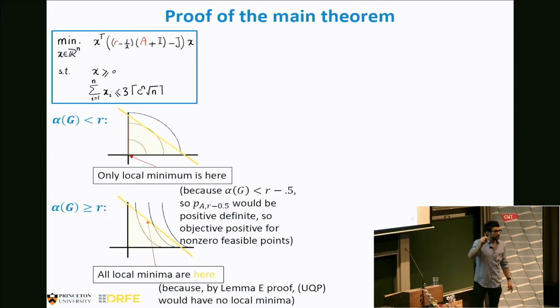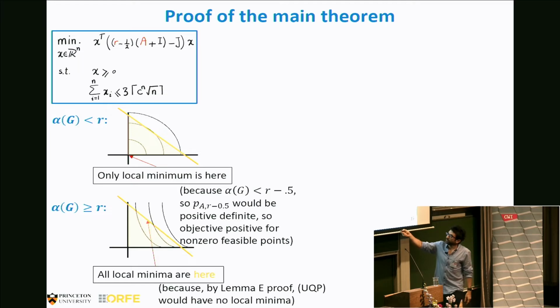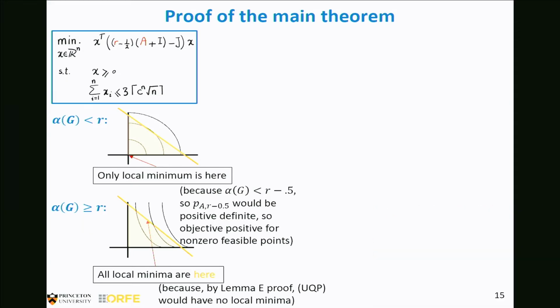Why is it the unique local min? Let's suppose you had another local min. Then if you draw the line to the origin, because you're positive here, the quadratic function on that line looks like this. So if I multiply my point by like 0.9, it's going to take a smaller value. So it cannot be a local min because that's a descent direction. So this is the unique local min.